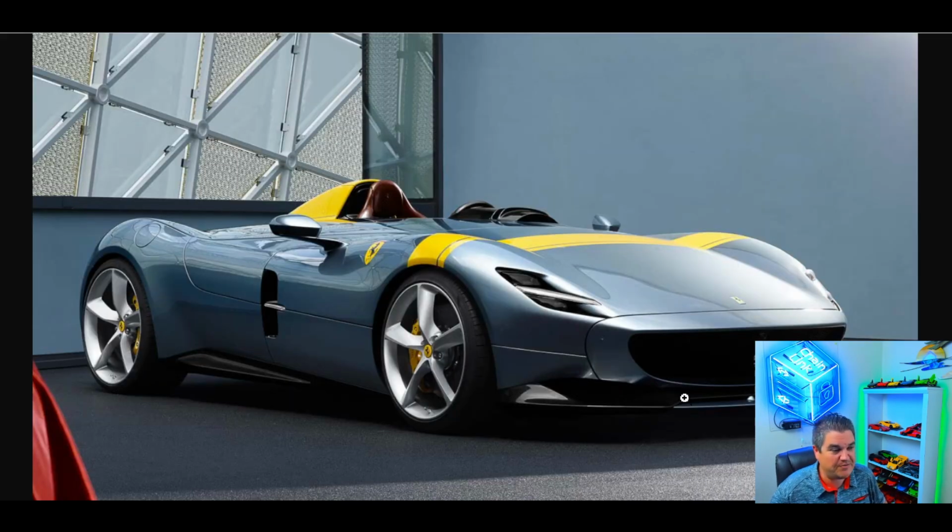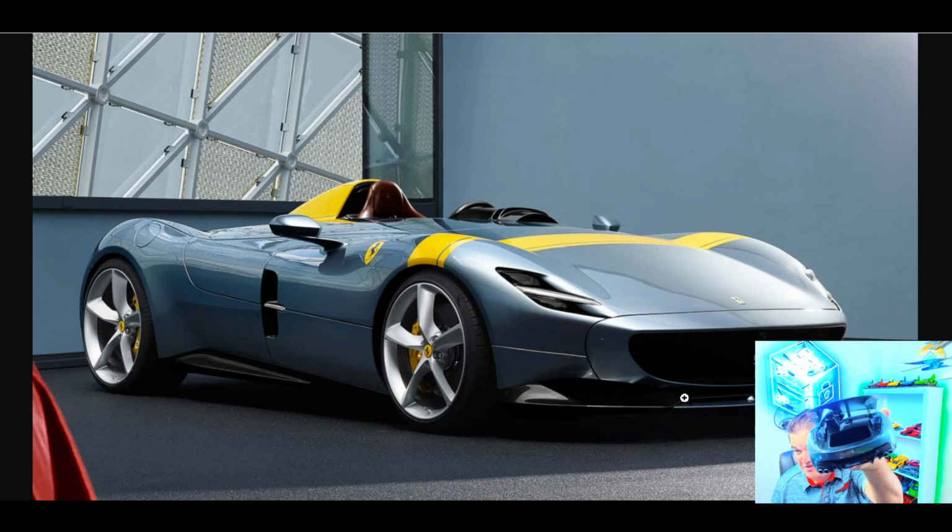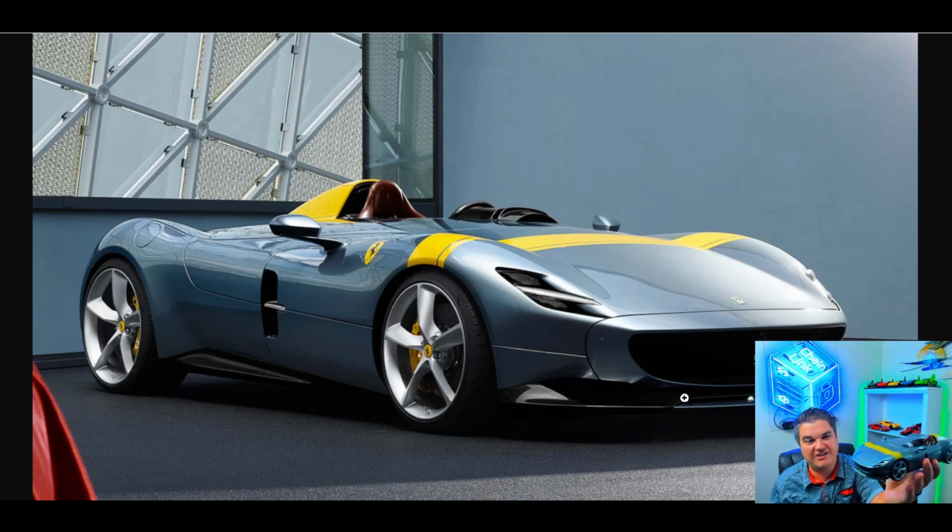Car of the day, Ferrari SP1 Monza, 1-seater. So not doing a whole lot of solo road trips, I guess. I don't know how comfortable that would be, but it does have a decent sized trunk. If you can see that in there, that's pretty big. You could fit your lonesome luggage in there.